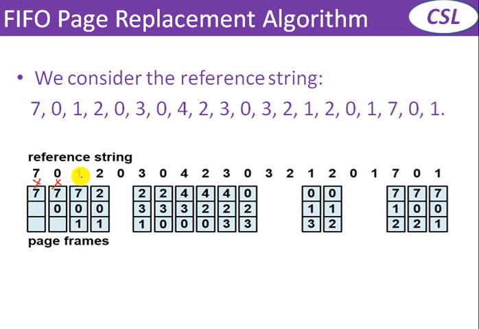Next request is 1. Available pages are 7, 0, and one slot is free. So 1 is filled in that slot. This is also called one miss.